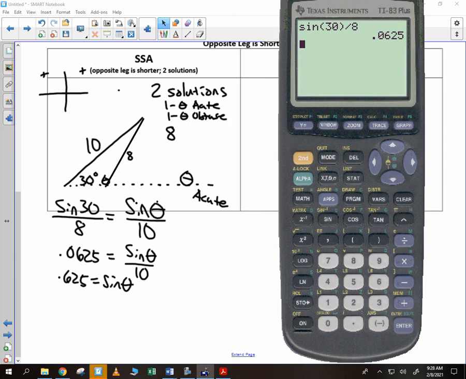This is the most complicated part of the lesson. Once we get through this, you're going to be fine the rest of the way. And trust me, we're going to come back to it. Watch what happens if I do sine inverse of 0.625. I get 38.68 degrees. Is that the acute angle or the obtuse angle? Acute. If I simply subtract that from 180, I would get 141.31, the obtuse angle. Watch what happens if I take the sine of 141.31. I get 0.625. You see the sine of 38.68 is 0.625, and the sine of 141.31 is also 0.625.